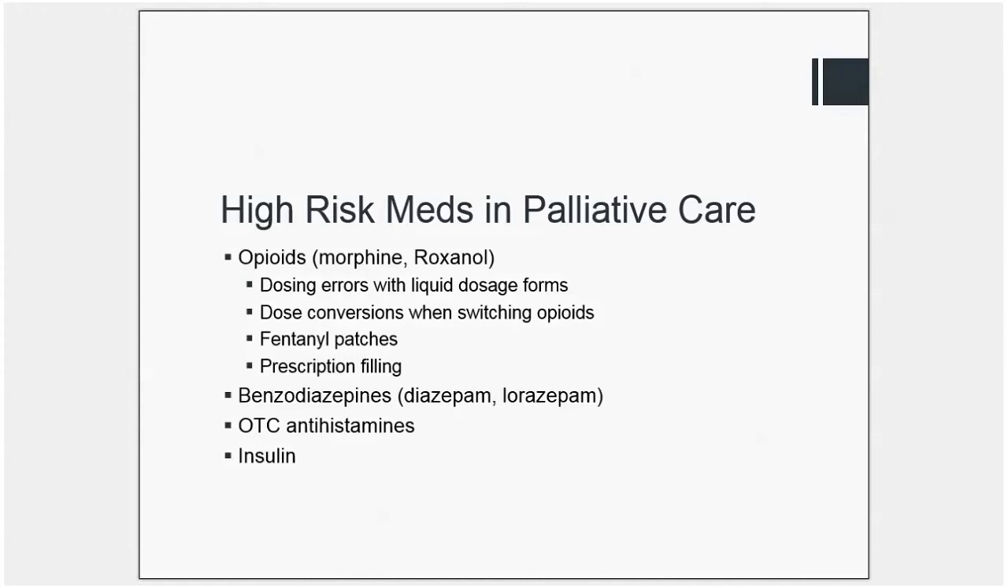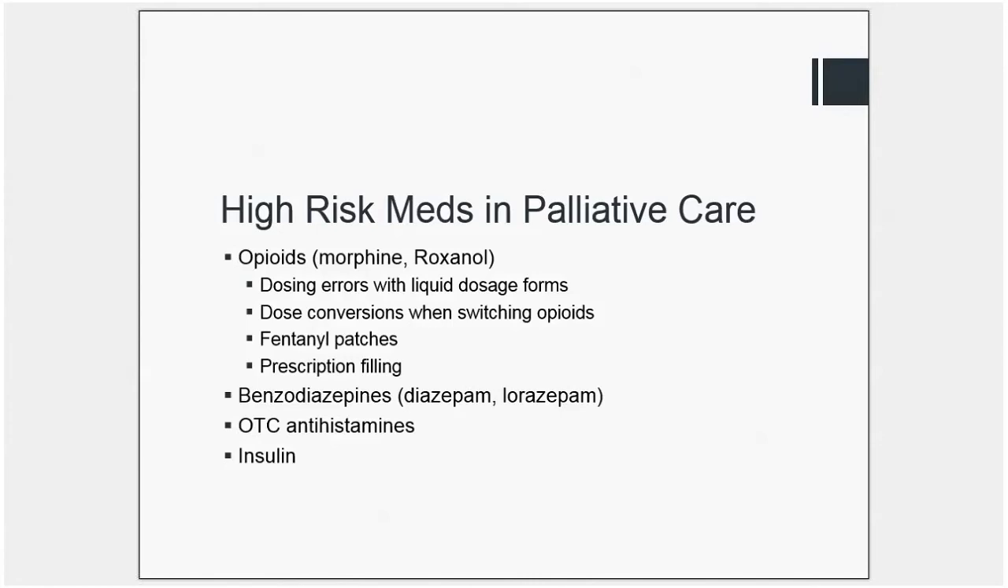Also, benzodiazepines given in liquid dosage forms or in sublingual dosage forms can potentially be problematic and a risk for adverse effects. Over-the-counter antihistamines, like Benadryl or diphenhydramine, have the potential to increase the sedative effects of benzodiazepines or some of the other opioids that are being used at the same time.